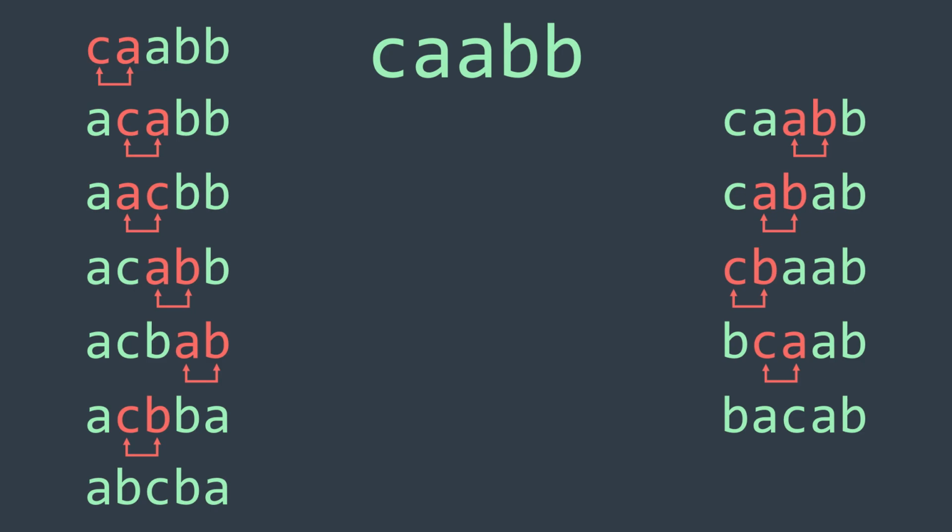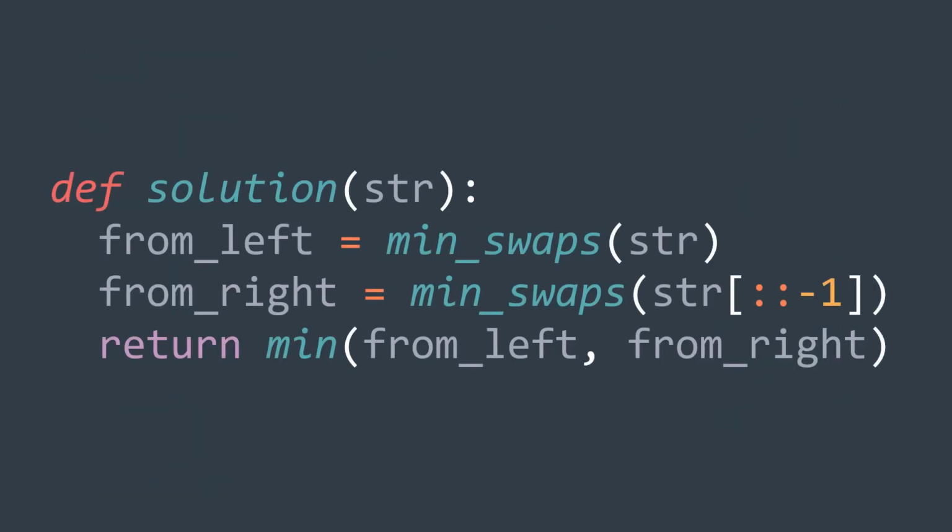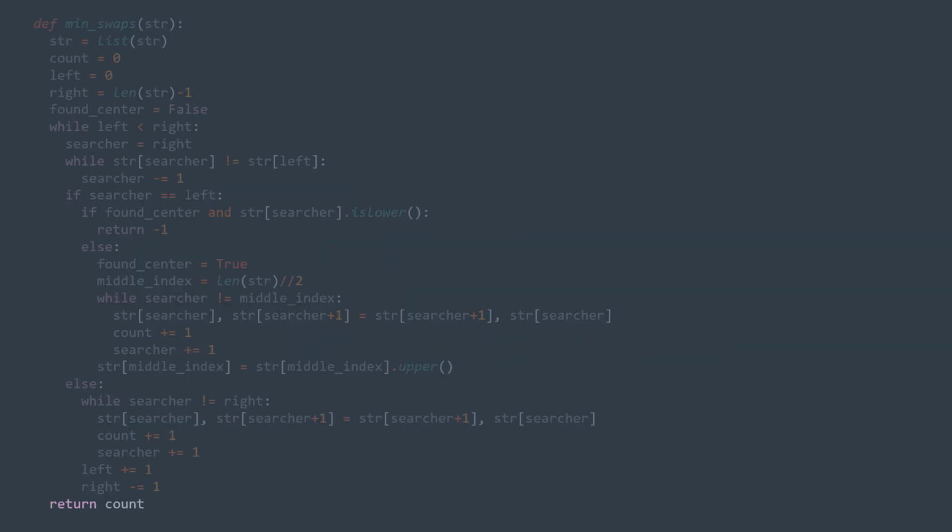And to do it from the right, we don't need to write another function. We just reverse the string and we call the function we made. So the idea is that in our solution function, we get the minimum swaps when we traverse from left, the minimum swaps when we traverse from right, and we return the minimum among them. That's it. Let's move to complexity analysis now.